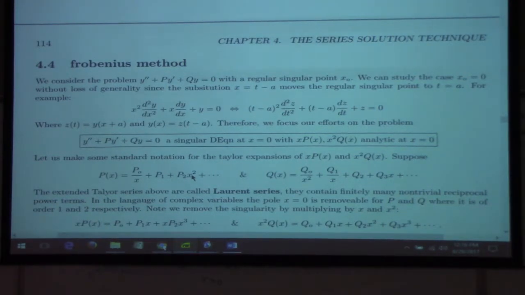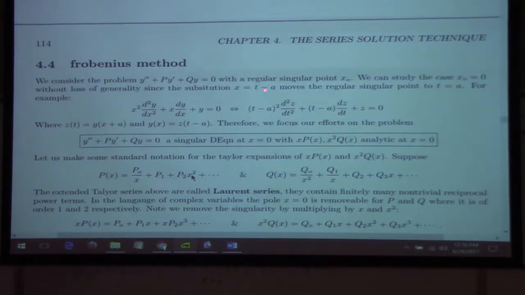All right. So we're going to study y'' + p y' + q y = 0 with a regular singular point x₀. We're going to put x₀ equal to 0 because there's no loss of generality in doing that.